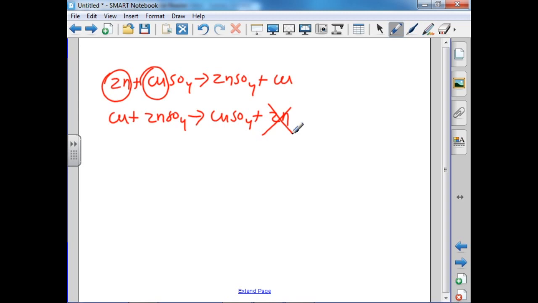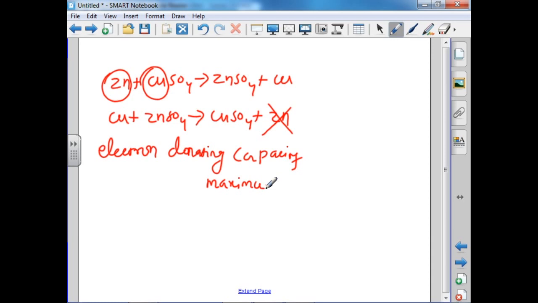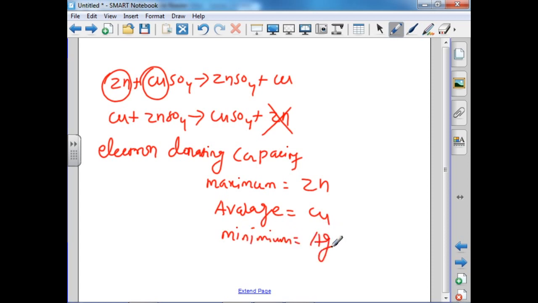So the electron donating capacity: maximum is zinc, average is copper, minimum is silver.